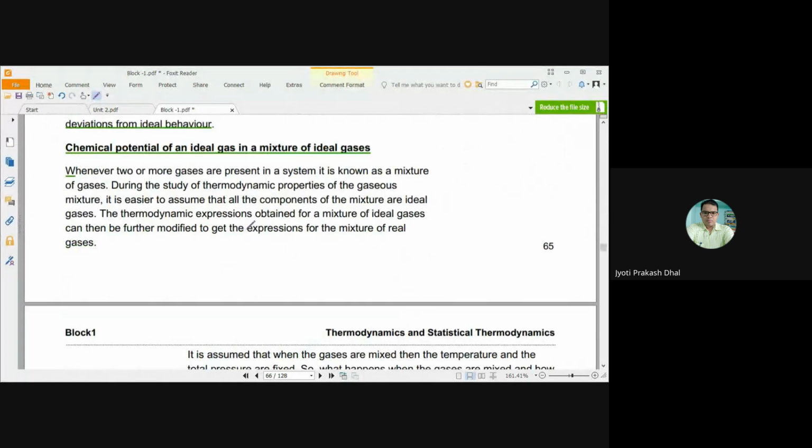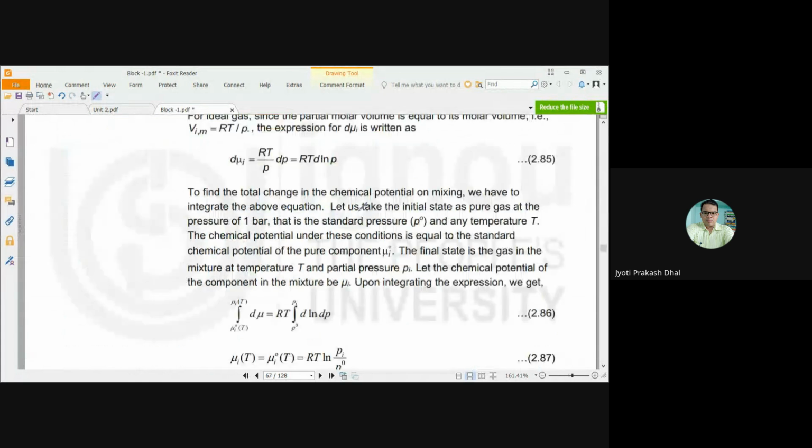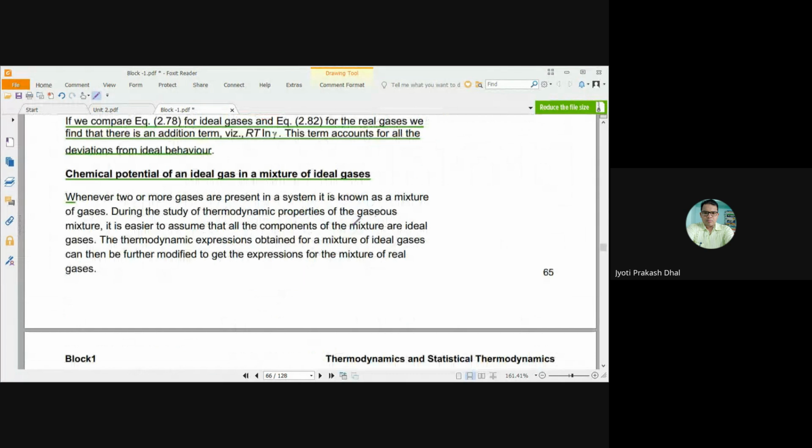Now the next one is the chemical potential of an ideal gas in a mixture of ideal gases. So here we will take, so after 2-3 minutes again we will discuss.